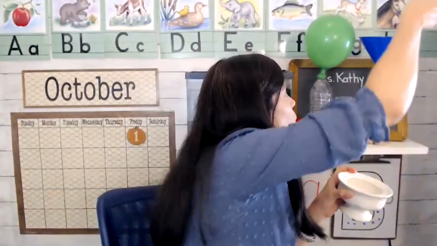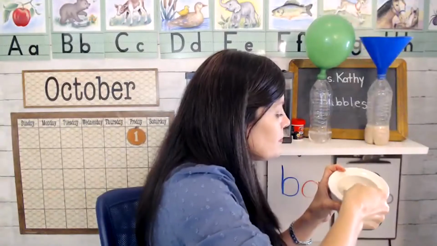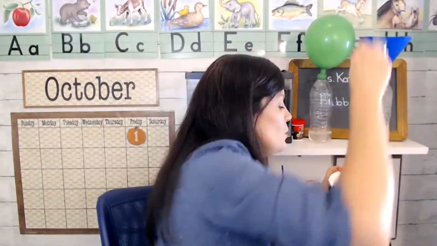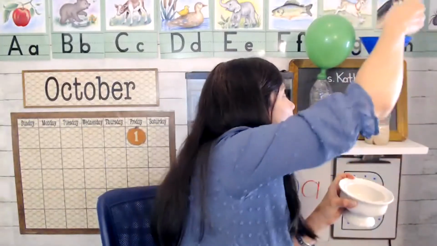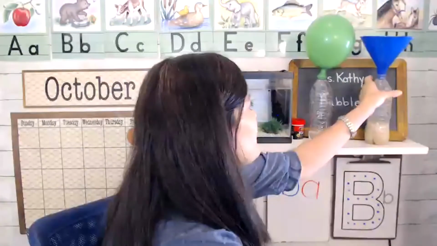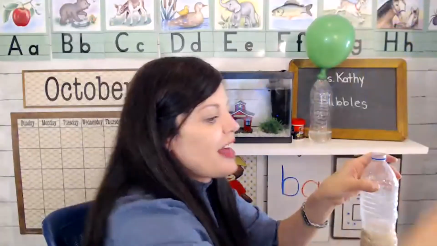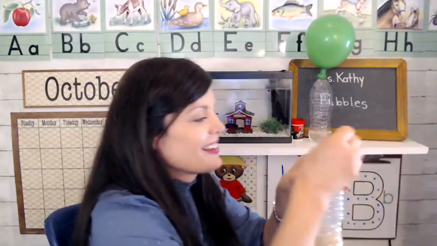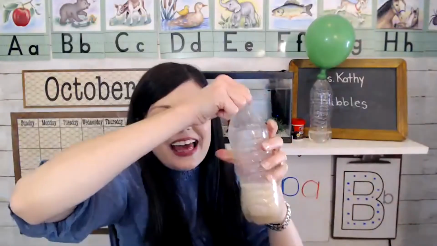I'm going to be using a tablespoon and putting in 3 tablespoons of sugar. 1, 2, 3. Let's shake that up just a little bit, just to make sure that yeast is waking up and getting ready to eat that sugar.